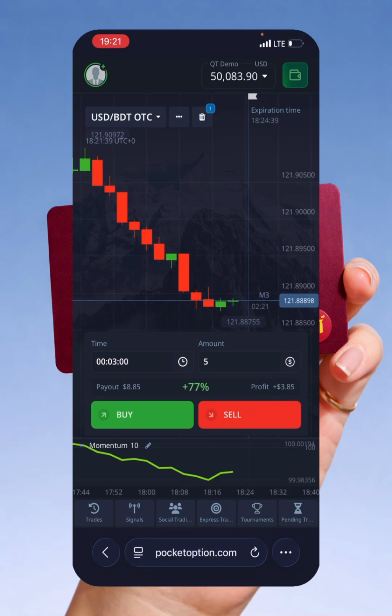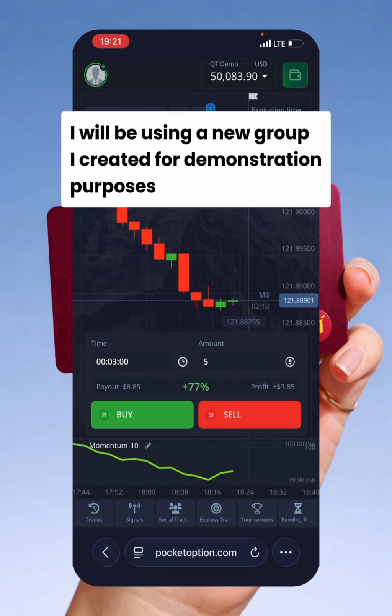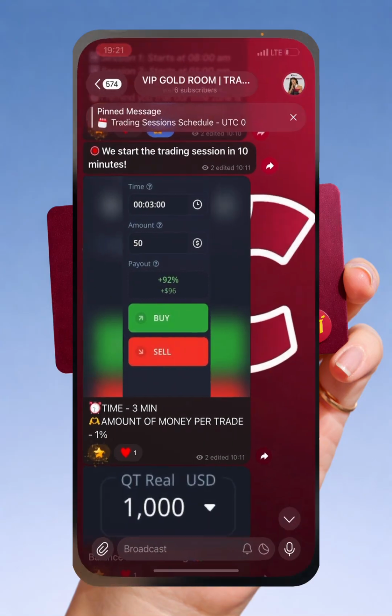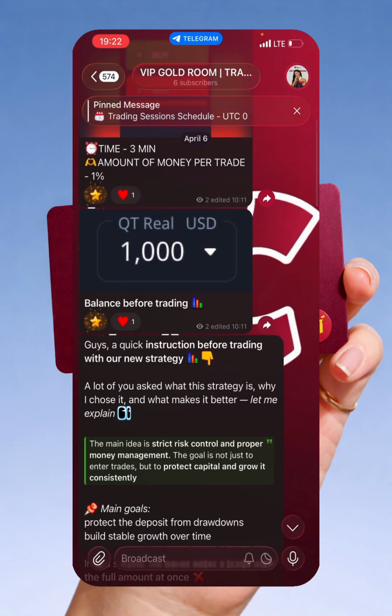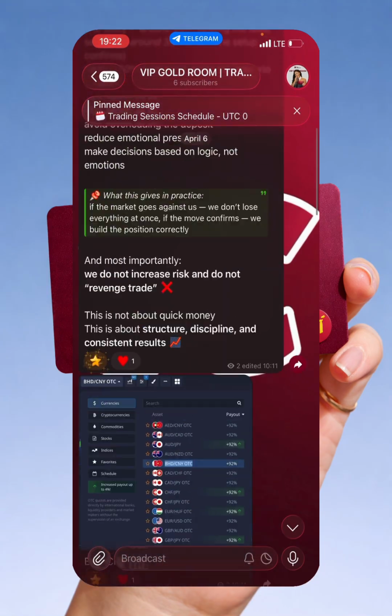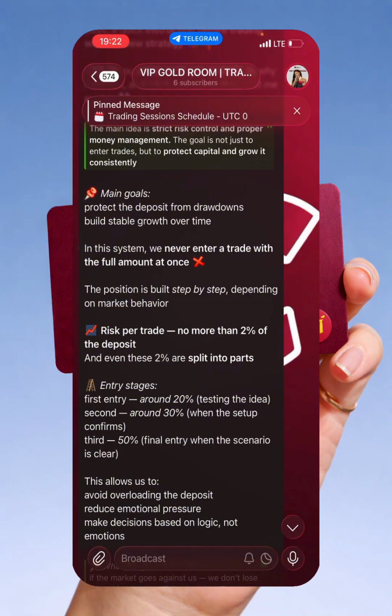Before I send out any signal, I always tell my VIP members ahead of time. So just like this, I will tell you that we're going to be starting our trading session in the next 10 minutes, and then I will share my screenshot telling you, look, I have set my time to 3 minutes and you should do the same, and this is the amount of money that I want to use to trade, so you should also do the same. And also look, read this. However, I am going to explain these, but not in this video.